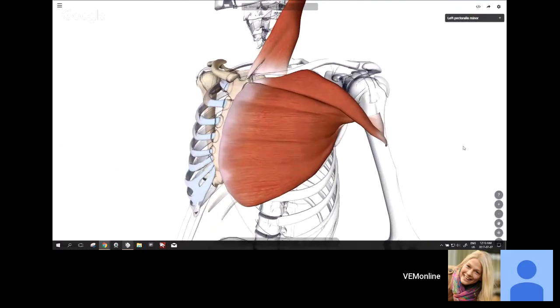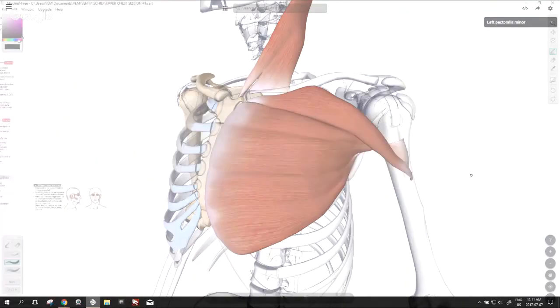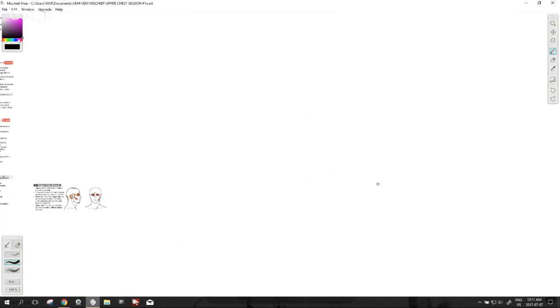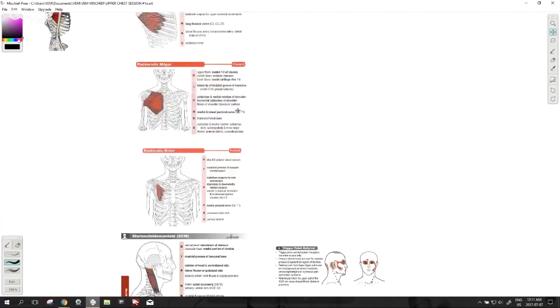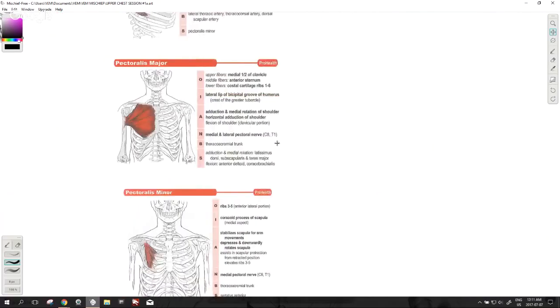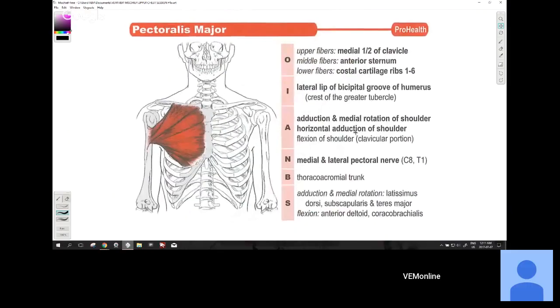Let's take a look at the origin, insertion, and the action. Nerve supply as well. I strongly encourage you to memorize that if you can. If you can't, so be it, it doesn't really matter. The most important part is the origin, insertion, and action. And here we have it right there.